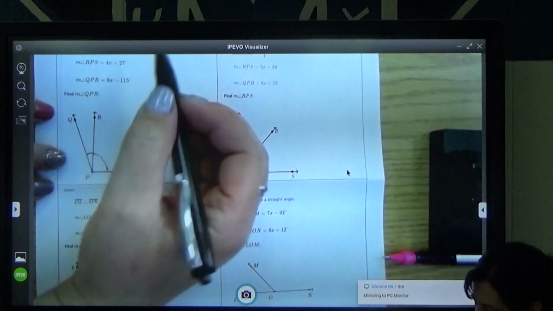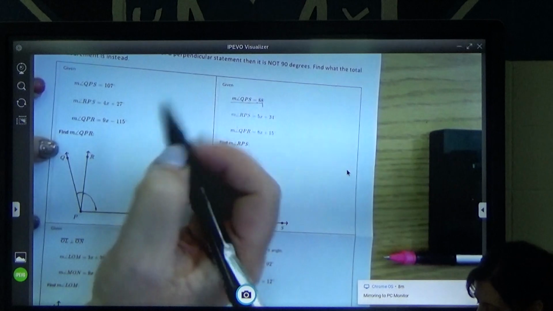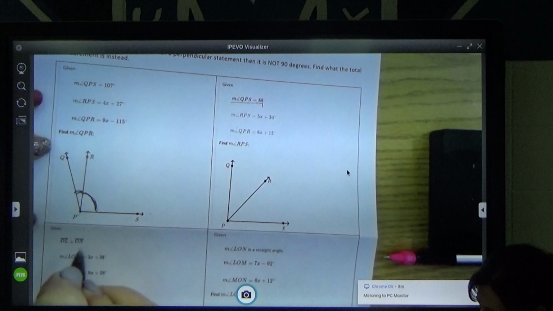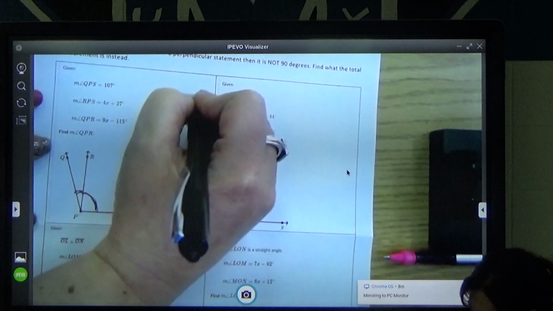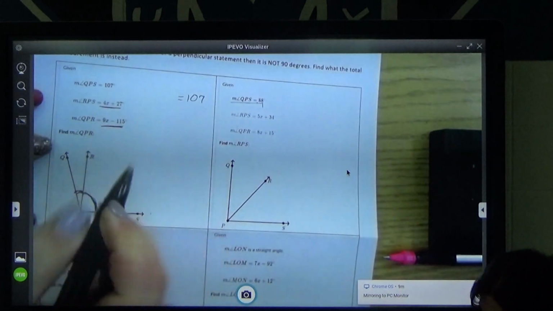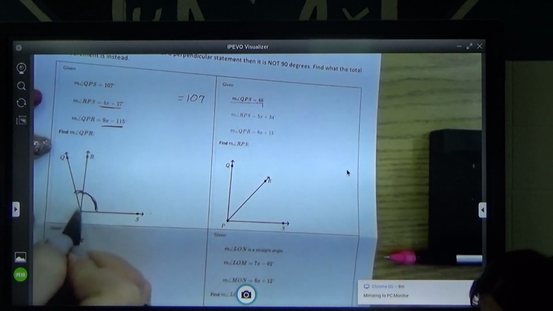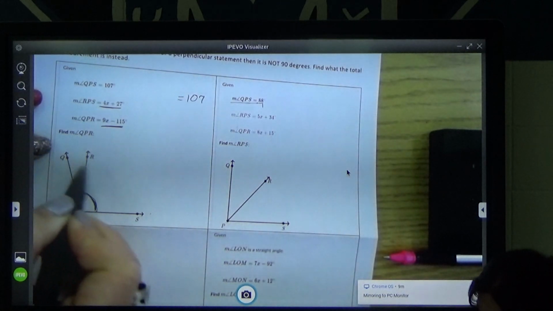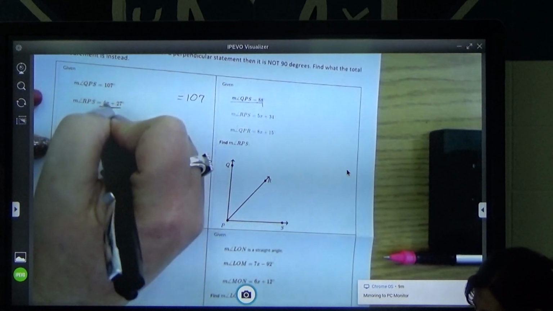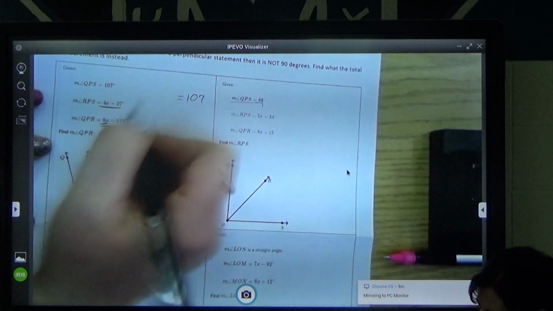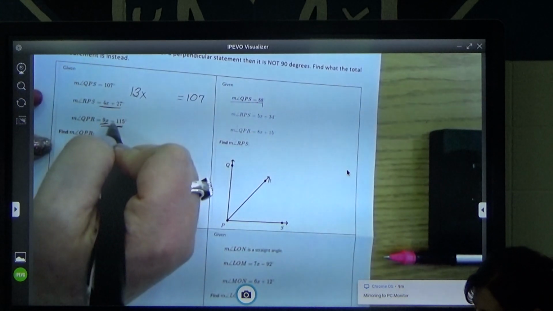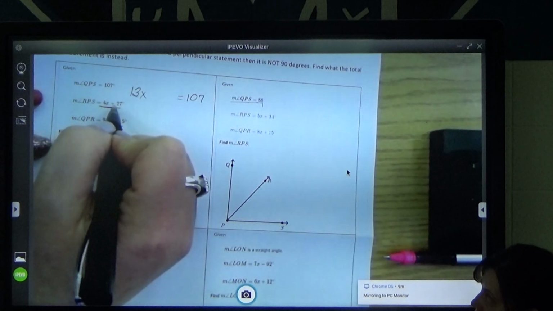Okay. This first example, what you should realize is this smaller angle and that angle add up to equal 107 degrees. So what you would have wanted to do is take these 2 expressions that they give you for RPS and for QRP, the smaller and the larger angle, and combine your like terms. So I would look at my 4 x's, and when I put it together with those 9 x's, I would have 13 x's. Then I want to look at negative 115 and positive 27.